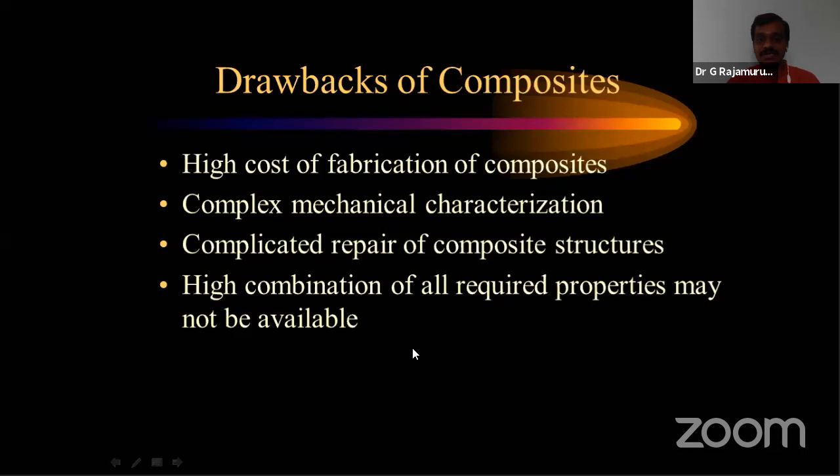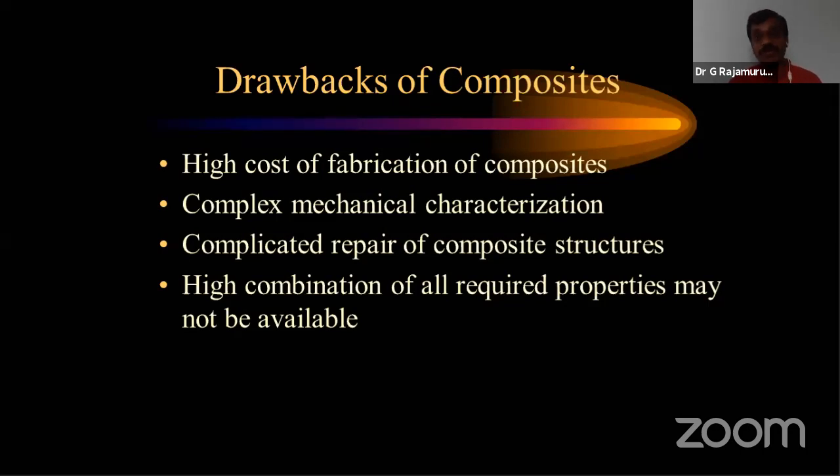So a high combination for all the required properties may not be available. You can't expect excellent mechanical property. The composite should have excellent mechanical property, excellent fatigue property, excellent creep property, or excellent corrosion property. You can't put all these characteristics together in a single composite. It is impossible.